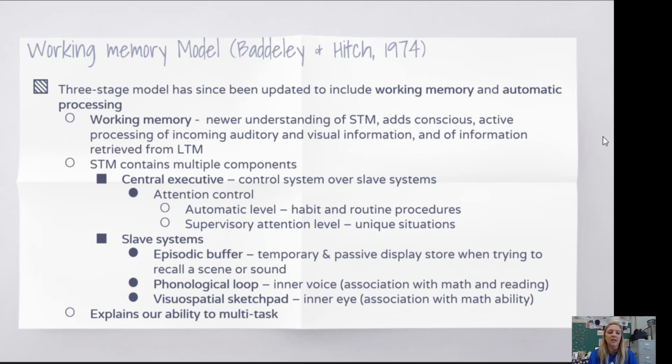They explain our ability to multitask. So if you're being read a story, you're taking notes on that story, you're also picturing what's happening. All of those things are working at the same time. And those are our slave systems and our central executive working together to allow us to multitask on something.